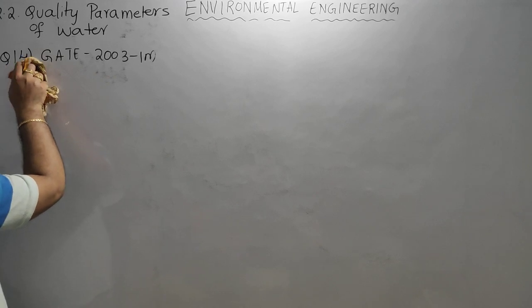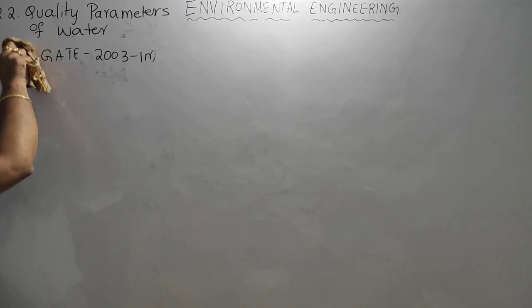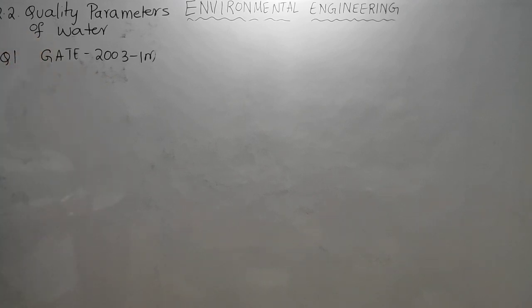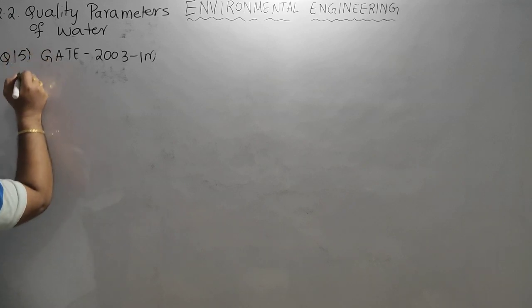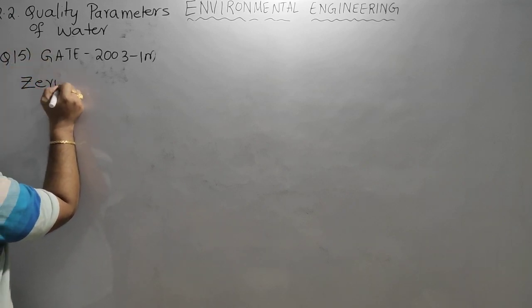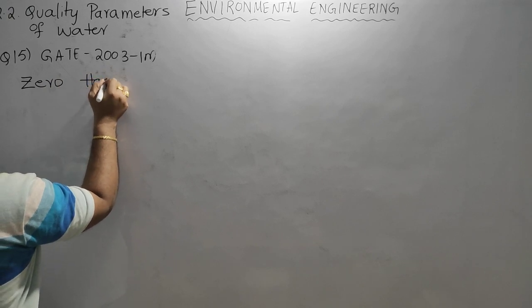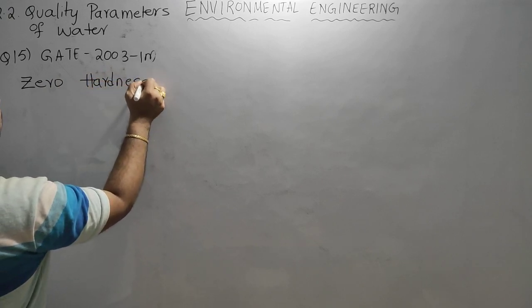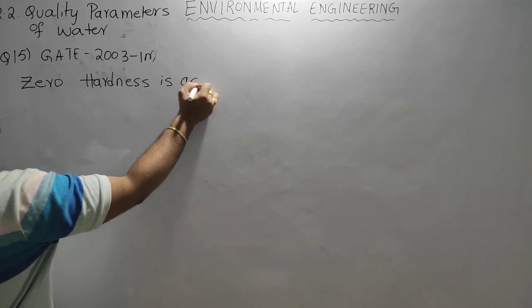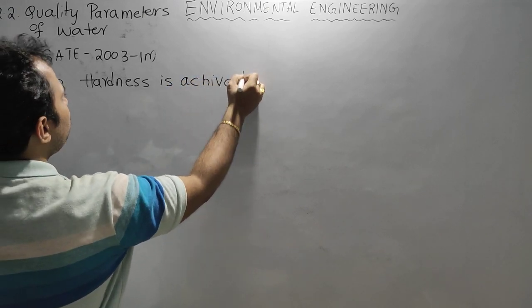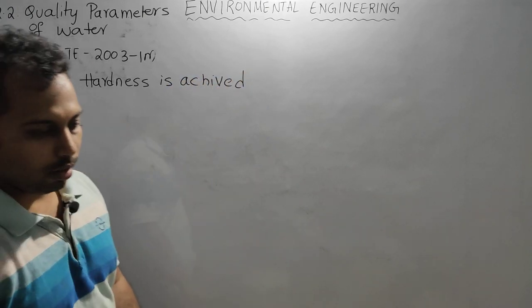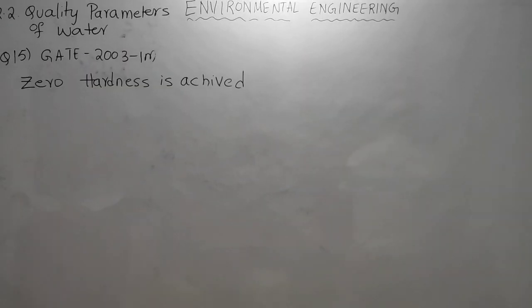2003, 1 mark only. The question is: zero hardness is achieved. So generally zero hardness achieved means what? Removal of hardness. Removal of hardness we will discuss actually in the topic of water treatment. Here we don't discuss it, it is quality characteristics. So anyways, the question has come, let us discuss.